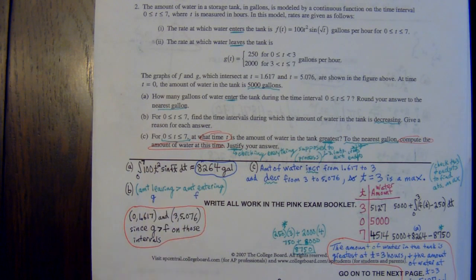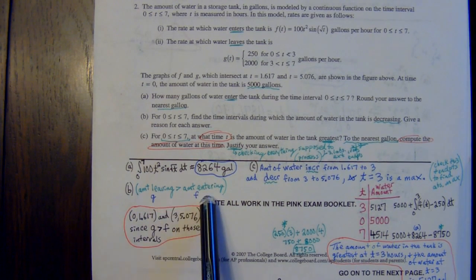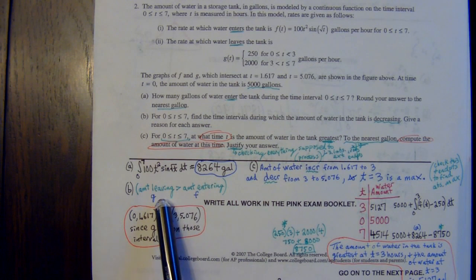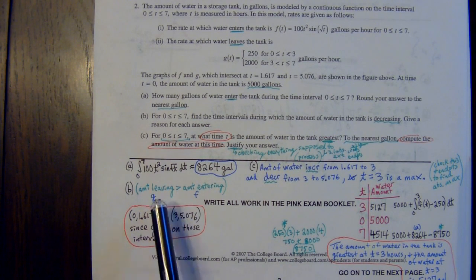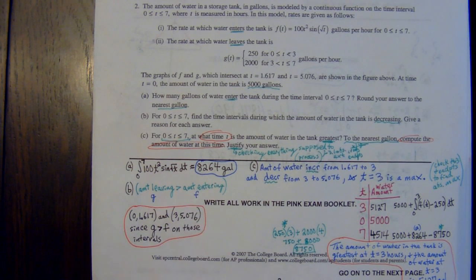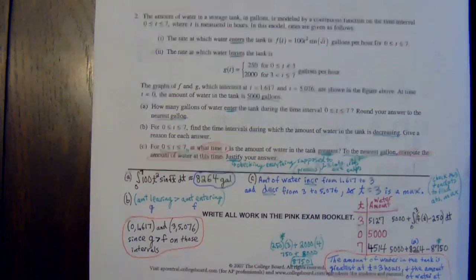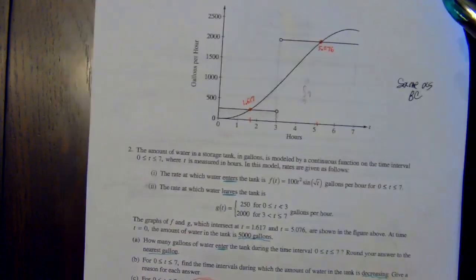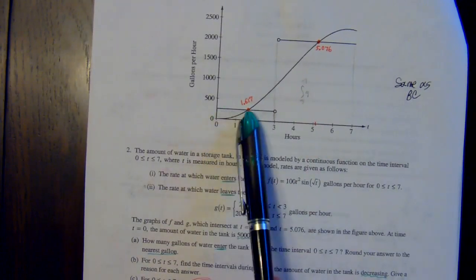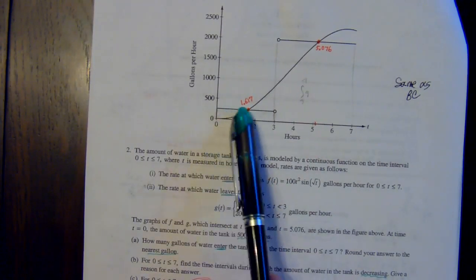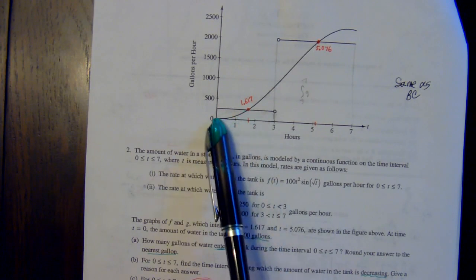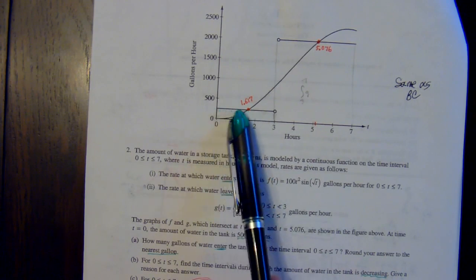So if the water is going out quicker than what you're filling it up with, then the amount of water is going to be decreasing. So you're looking at where the G graph is greater than the F graph. You can get this from looking at the graph. Remember, your G graph is the horizontal lines. So see how between 0 and that 1.617, the G graph is higher up than the F graph. So that's where it's decreasing.